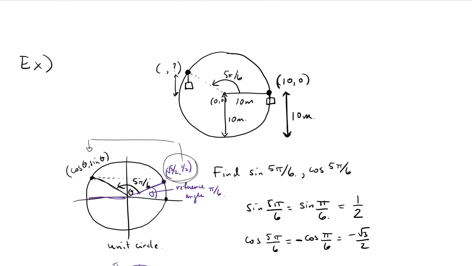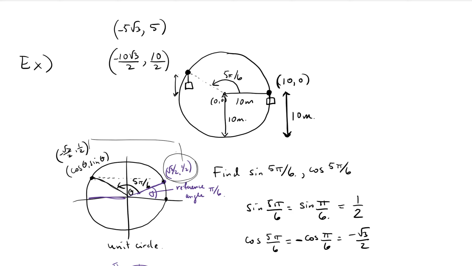And over here, what are the coordinates of this point? Well, everything's magnified by a factor of 10. So what did we find? We found that the coordinates here were minus root 3 over 2, 1/2. So everything now is magnified by a factor of 10. So it'd be minus 10 times root 3 over 2, and 10 times 1/2. In other words, it would be minus 5 root 3 and 5.